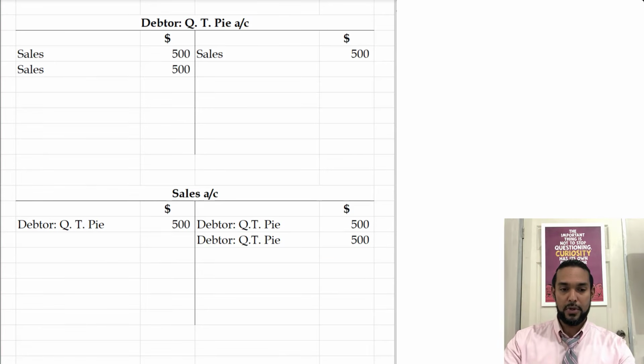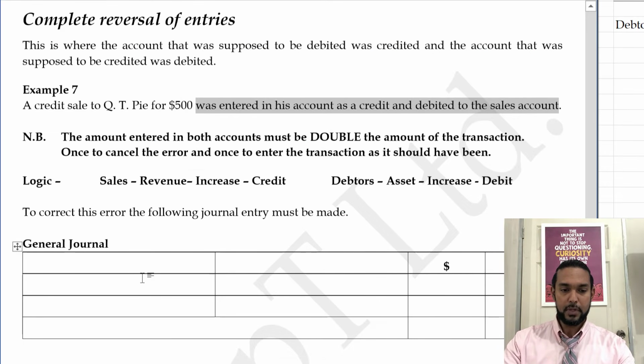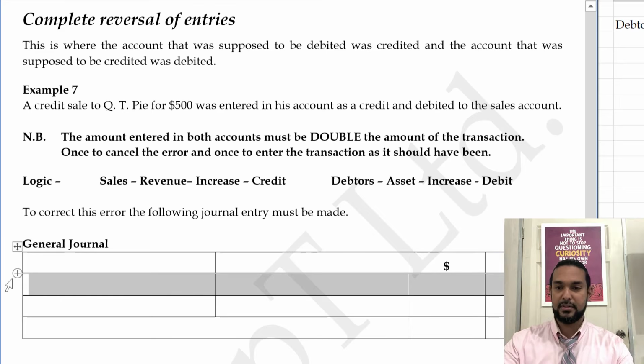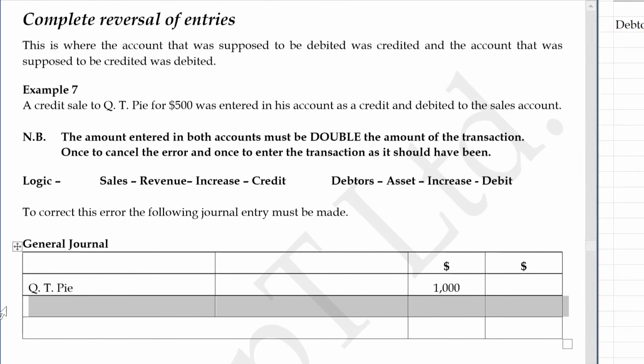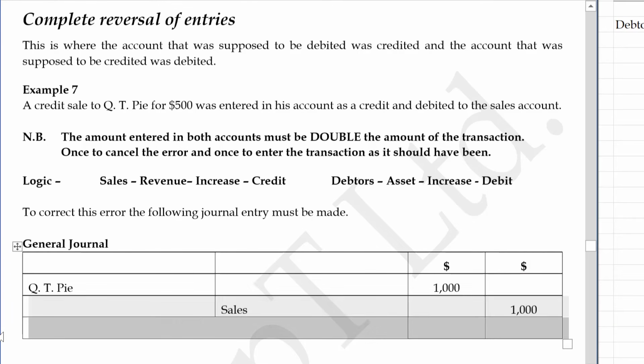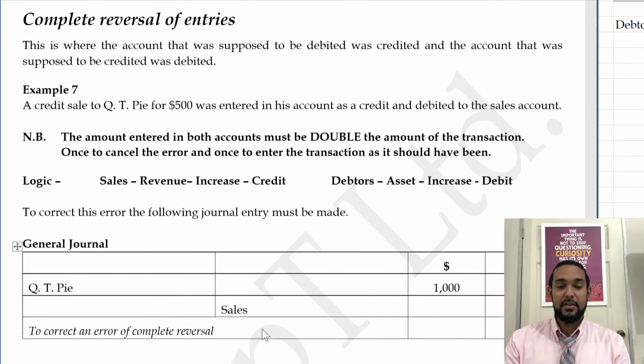So when we go to our general journal now, we are going to see a debit to QT-Pi for 1,000 and a credit to sales for 1,000. This is simply to correct an error of complete reversal of entries. Once again, this one catches a lot of people because they forget to double the amount.